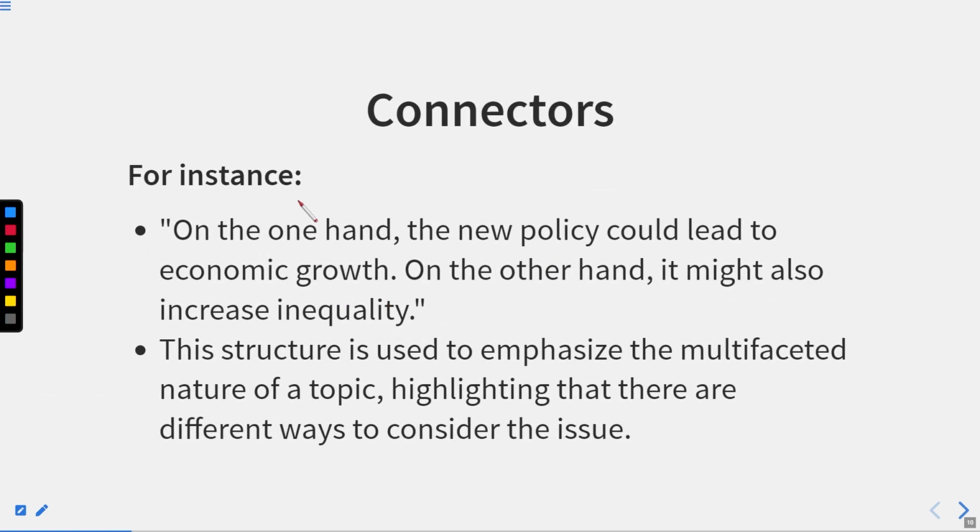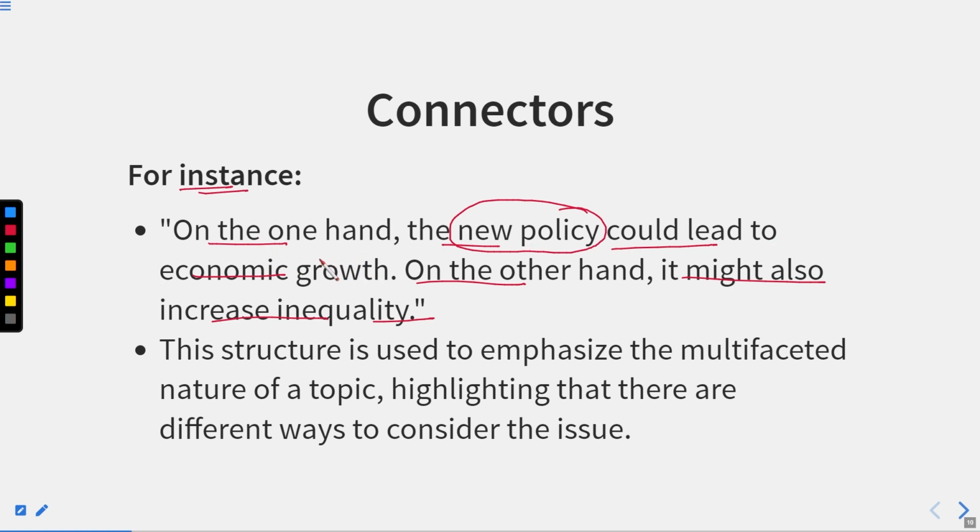Let us have some examples of it. On the one hand, the new policy could lead to economic growth. On the other hand, it might also increase inequality. Here we are discussing the new policy. It has one advantage, one good thing in it, and on the other hand, we have some disadvantage of it.